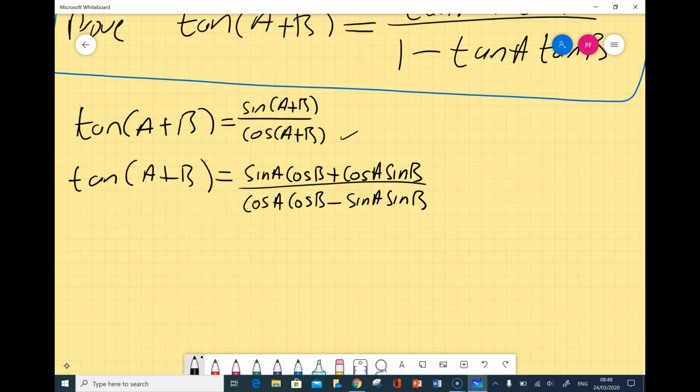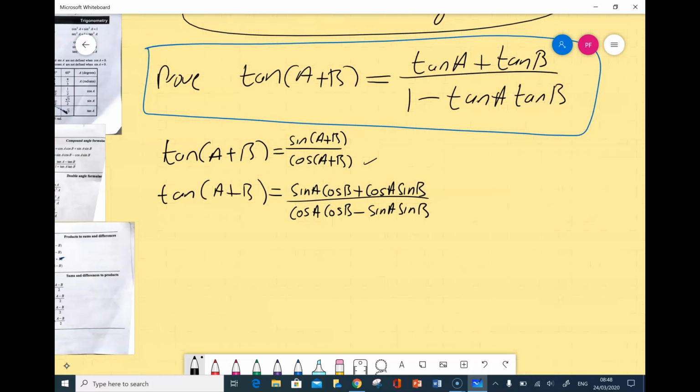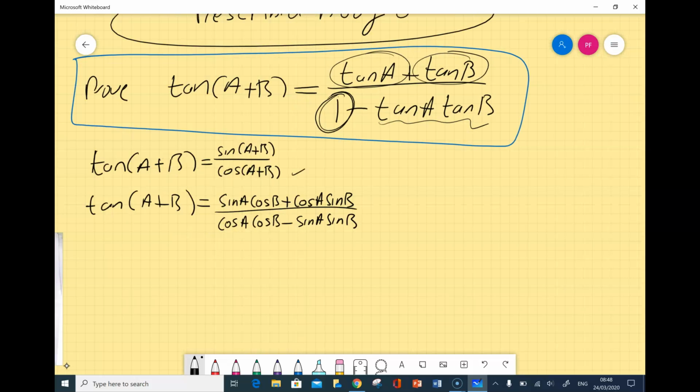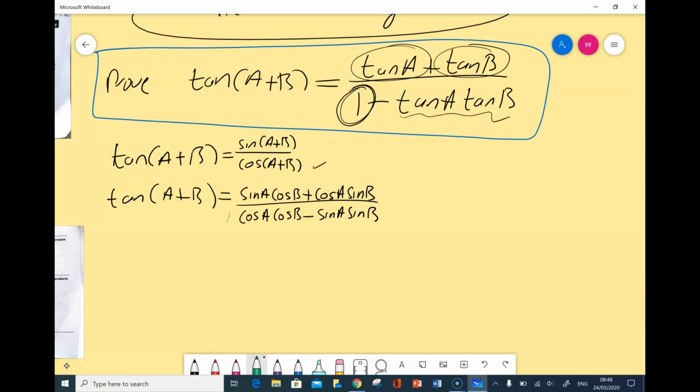Okay, so let's have a look at where we're trying to get to. On top here, I'd like a tan A, then I'd like a tan B. I'd like a 1 here, I'd like a tan A tan B. If we look at the 1 here, how could I get a 1 in that position? Because I have at the moment cos A cos B in that position. So how would I get 1 there? I'd only be able to get 1 if I divided it by itself.